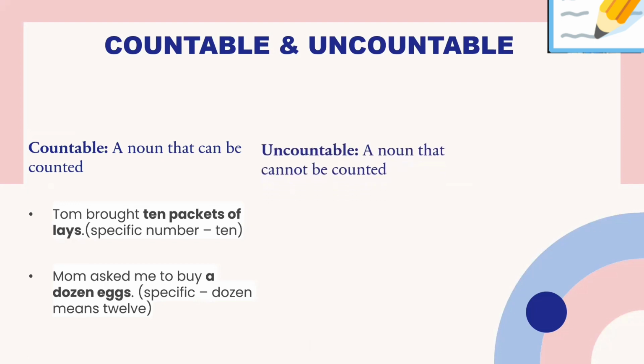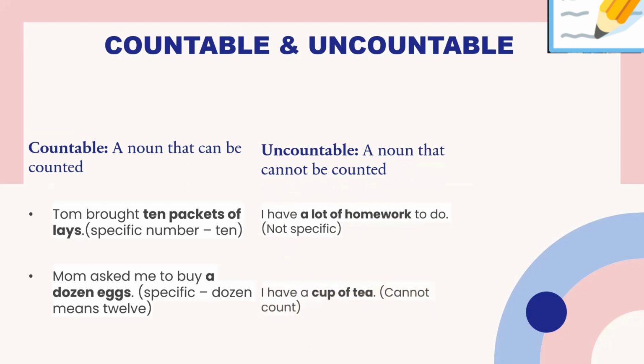Then the next, uncountable noun: a noun that cannot be counted. For example, I have a lot of homework to do. So now homework is not specified, so that's why we will call it an uncountable noun. I have a cup of tea, which means the tea cannot be counted. It's also not specified over here. So that's why we will call it an uncountable noun. I hope you have understood.